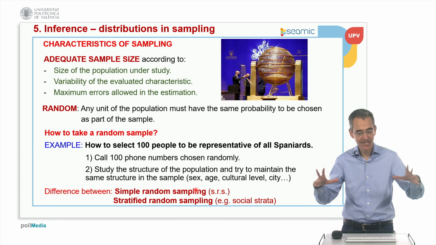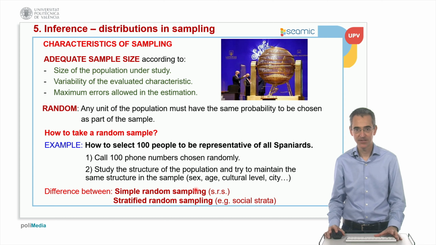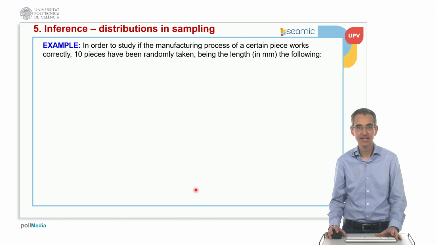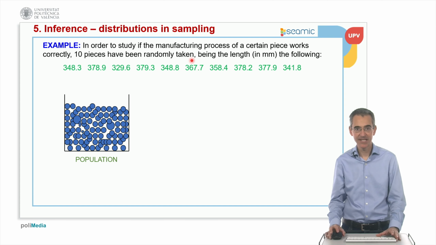So we will assume that all individuals are identical, and just by random we take the sample. Well, imagine that we want to study if the manufacturing process of a certain product works correctly. So we take at random 10 elements and then we measure the length. Imagine that the values that we have obtained experimentally are the following. This is the case of a large population, all the products that can be produced in this industrial process.